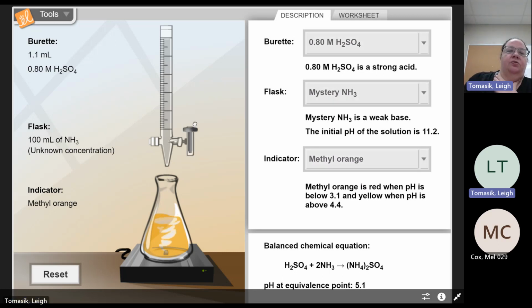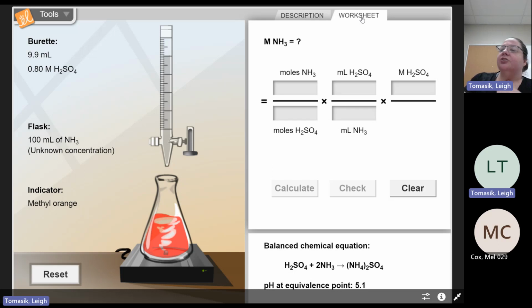As you release the titrant, the thing in here, you'll notice that the volume will go up, right? So you'll have a final volume when this all changes color, right? So this has changed color. And I used 9.9 milliliters. You have a worksheet that will allow you to determine the concentration.